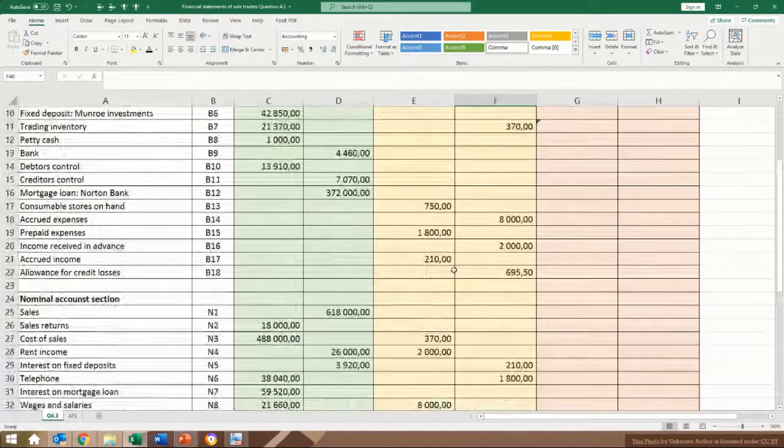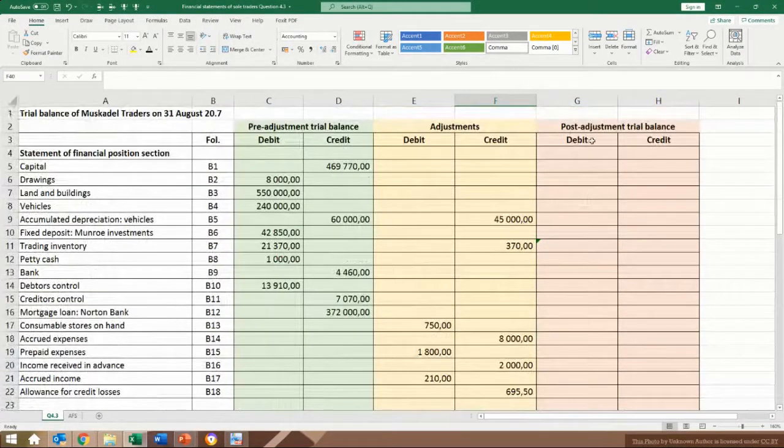Then the next step you have to do in a test is to complete the post-adjustment trial balance column. Now how we calculate that is we take the pre-adjustment trial balance and we add the adjustments. But remember, you will either have a debit or a credit balance, whichever side is the bigger one. You will not have a debit and a credit amount in here.